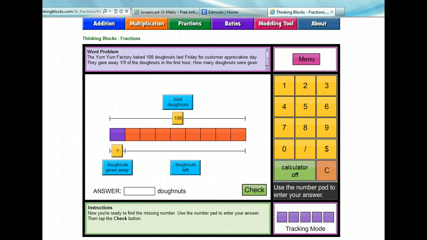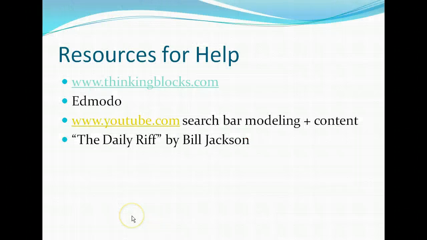Let's take a look at another resource. If you haven't seen your child's Edmodo site yet, I would encourage you to check that out. Edmodo is a place for students to connect with one another and with the teacher. And what I've been doing with Edmodo is putting in some video tutorials explaining actual homework questions or examples from class. So I like Edmodo because it's very specific to what we've been doing in the classroom.